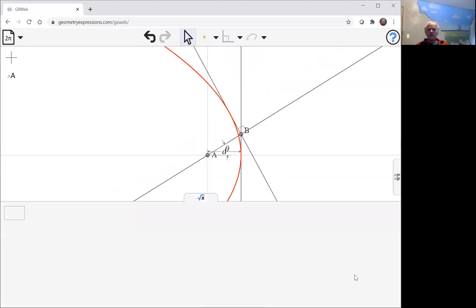If we open up our symbolic window, we can ask for its equation. We can see, yeah, indeed, it's got a y squared and it's got an x. We could work that out in terms of x as a quadratic in y.